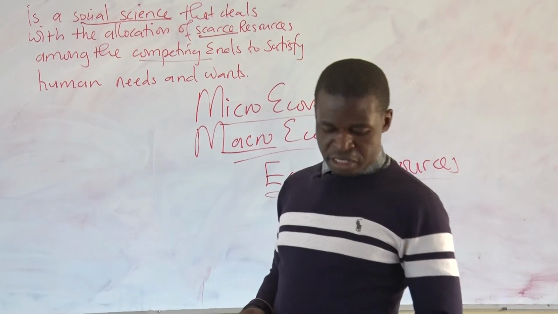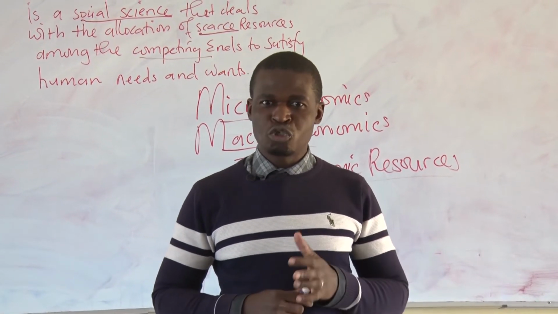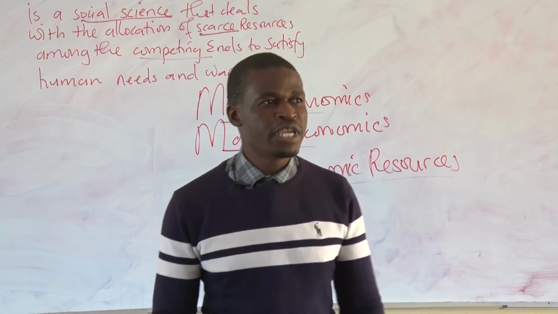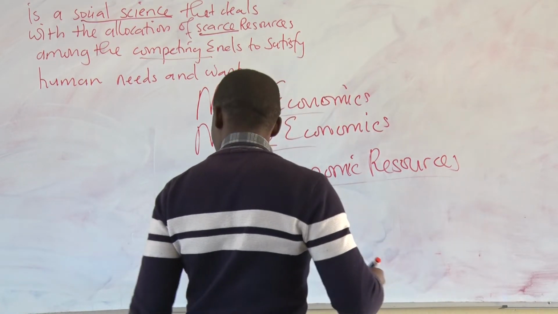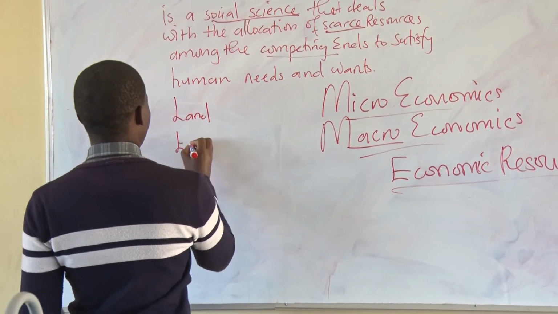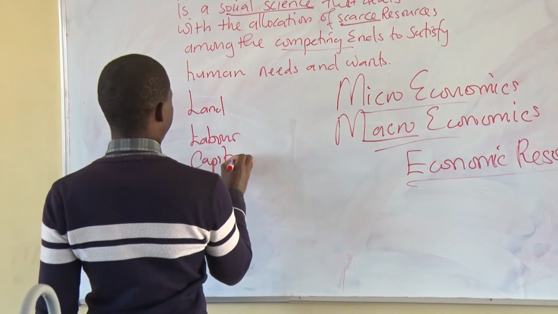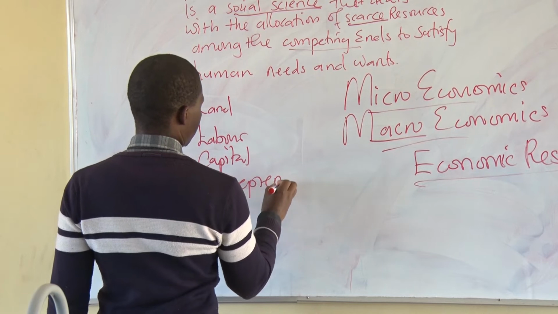What are economic resources? These are productive units that are used to produce goods and services. And the 4 main economic resources that we have are land, labor, capital, and entrepreneurship.